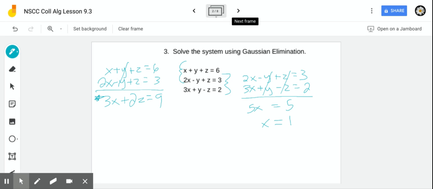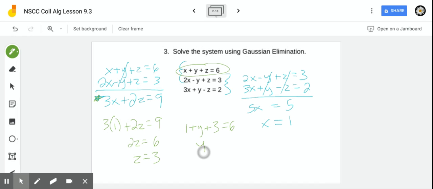x equals 1. Okay, and now just like my last problem, I want to plug back in to get my other variables. I don't want to go back to the original because all I know is x. But if I come back to the star equation, I can plug in 1 here and figure out z. Looks like z is going to be 3. And now I can go back to one of the originals. I'm going to go back to original 1. So 1 plus y plus 3 equals 6. And then I have my solution here. 1, 2, 3.